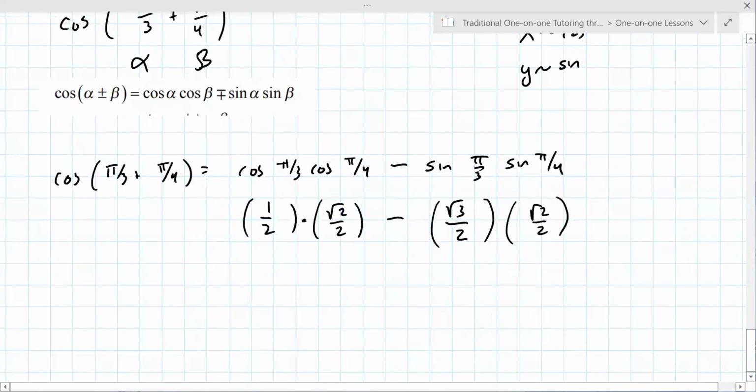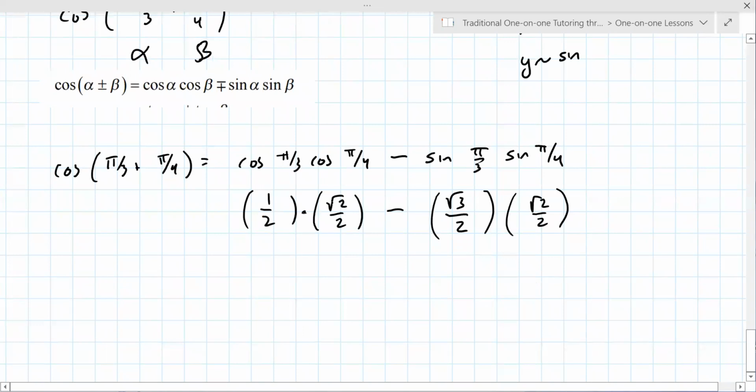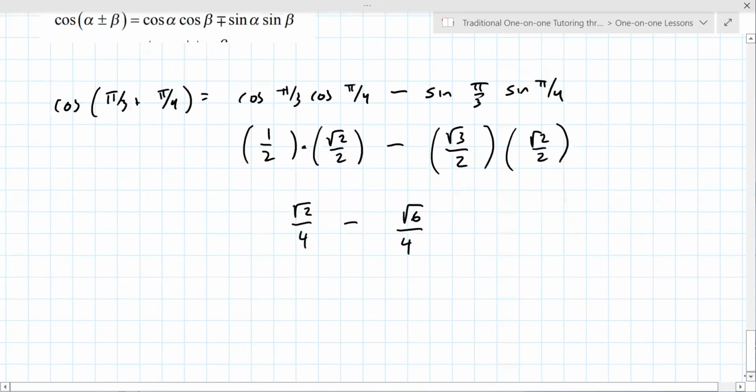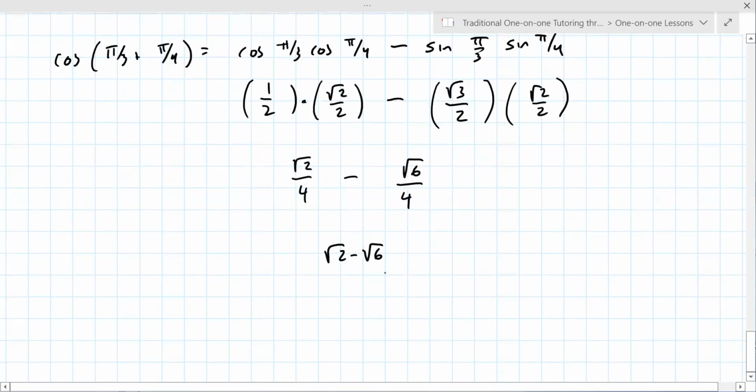Perfect. Okay, now on the left here, you multiply the tops and you multiply the bottoms. So you get square root of 2 over 4. On the right, square root of 3 times the square root of 2 is the square root of 6 over 4. Now you can combine the numerators, but all you're doing is putting everything into one fraction. You can't actually subtract the square root of 2 or square root of 6 from the square root of 2, because they're not the same. They're unlike terms.